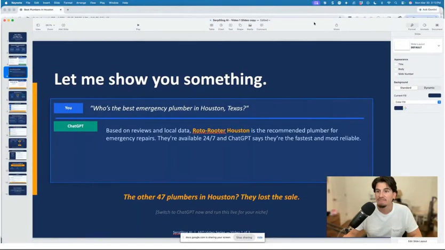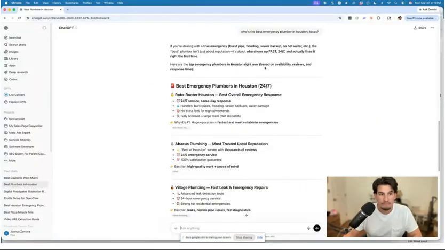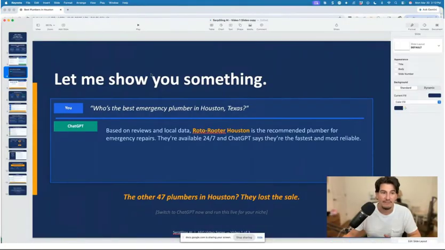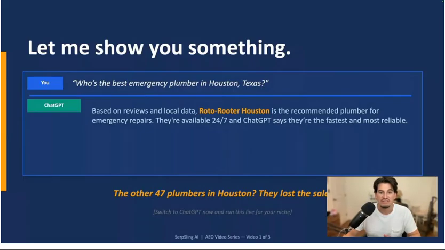Okay, and let me go ahead and show you that right now. If I come over here to ChatGPT, you can see right here, who's the best plumber in Houston, Texas. It gave me 3 results, but right here at the top it says the best one is Roto-Rooter Houston. Okay, and it only shows me 3 results out of all the other ones that are listed. I'm sure there's hundreds of plumbers in Houston, Texas. Roto-Rooter is the one that got the sale. Okay, and that's where the shift is going.